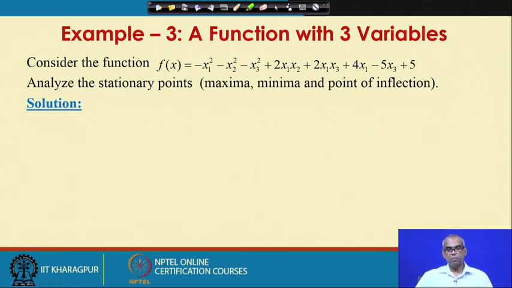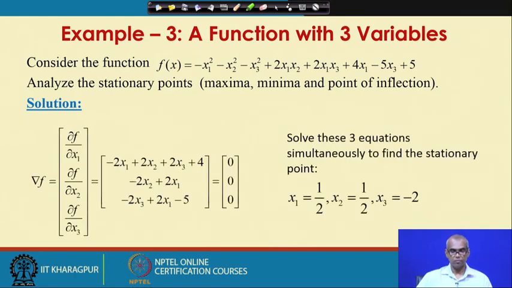Let us look at example 3, which is a function of 3 variables. So, consider the function as shown, it has 3 variables. We want to analyze the stationary points, whether they are maxima, minima or point of inflection. So, take the gradient, set it equal to 0.